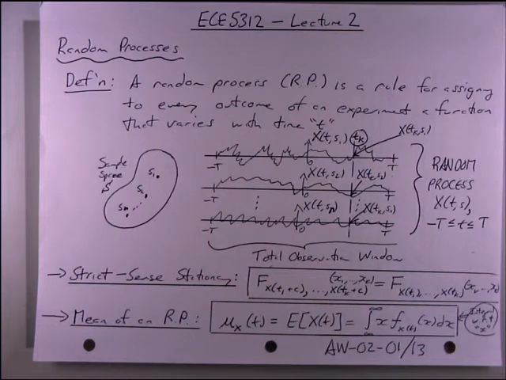Now let's say I have two different time instances of a random process, and they can be jointly characterized by a joint PDF. What that means is if I have two points on a random process, that's essentially two random variables, how do they interact with each other in two-dimensional space?